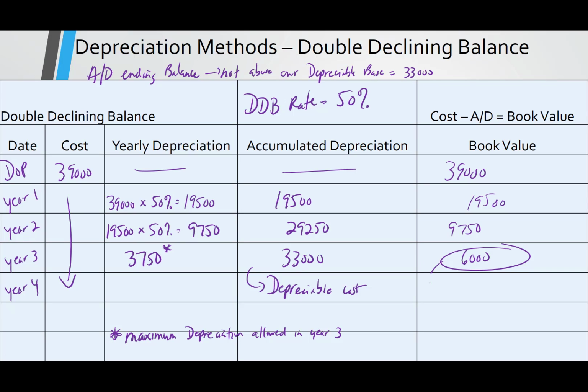Now here's what you have to remember, and that is we need to then make sure there's no depreciation in year 4. And we'll go ahead and erase this stuff here. I'll want to rewrite this anyway. So this would still be 33,000 and this would still be 6,000. Again, this is our depreciable cost, and this is our residual value.